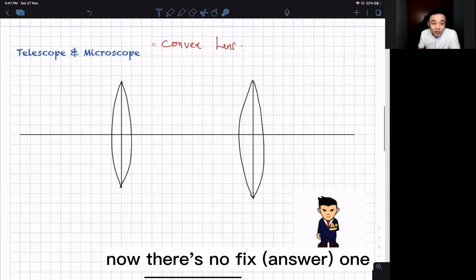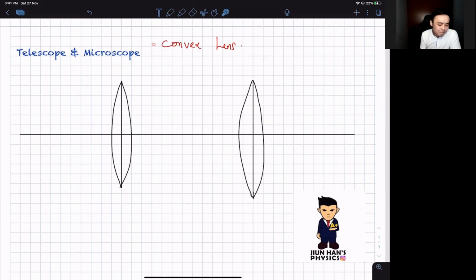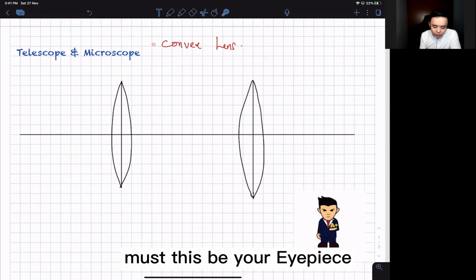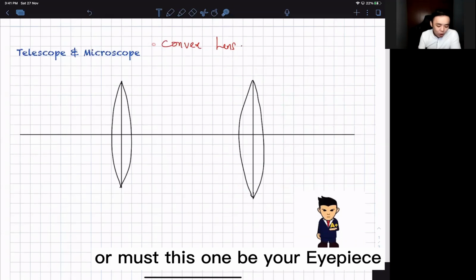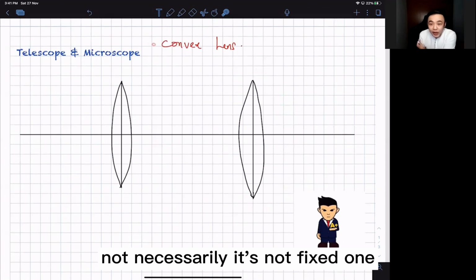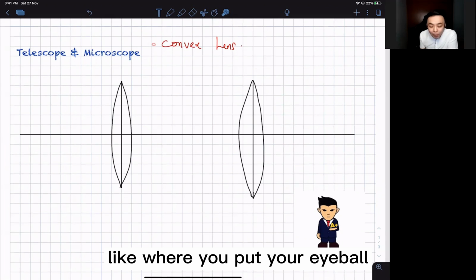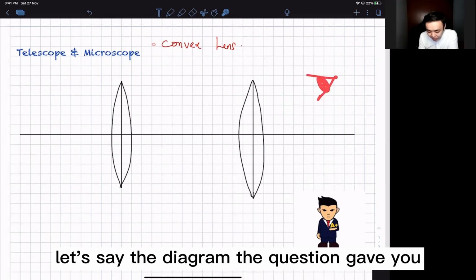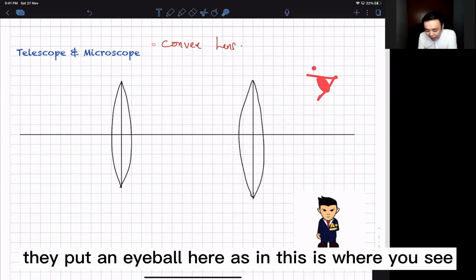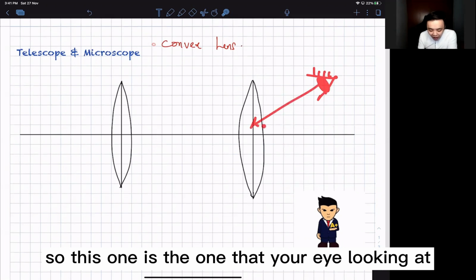Now, there's no fixed rule saying that this one must be your eyepiece or that one must be your eyepiece. It's not fixed. It depends on where your eyeball is, where you put your eyeball. For example, if the diagram the question gave you has an eyeball here, as in this is where you see, then this is the one your eye is looking at.